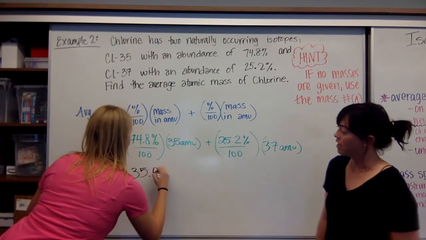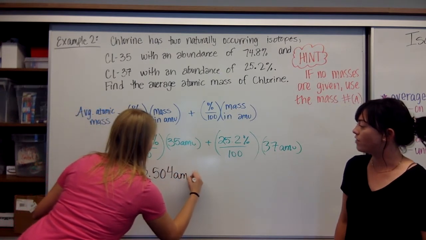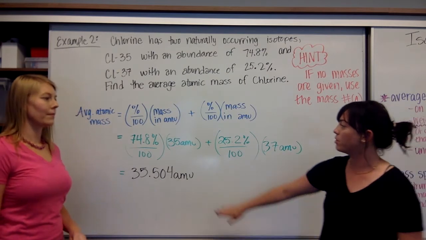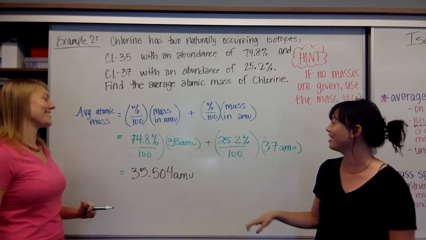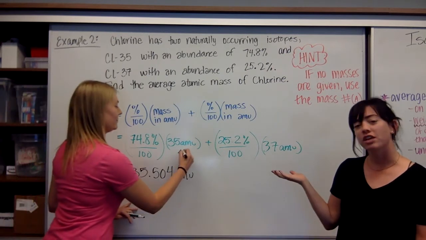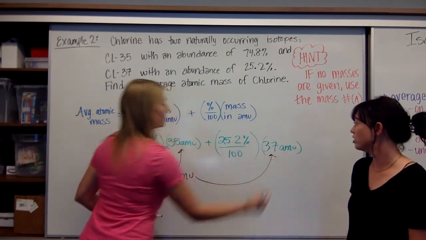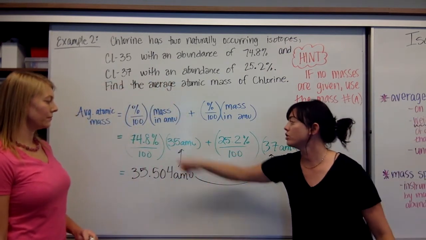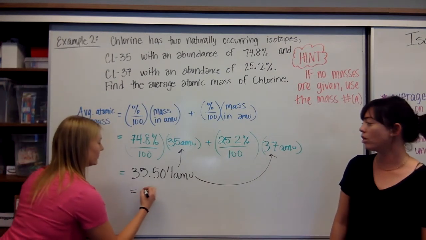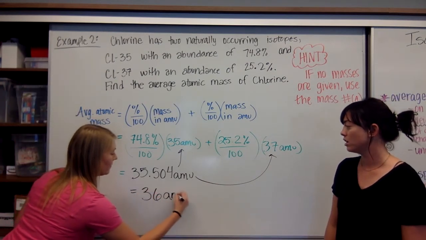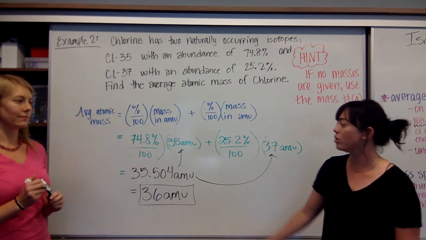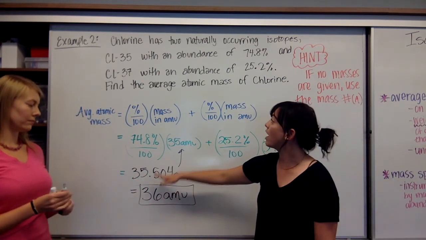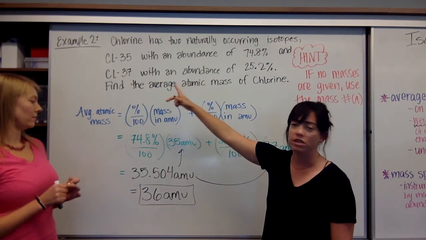And our final answer is 35.504 AMU. Now, sig figs, always sig figs. So, how many sig figs are we going to round to? 2 here, 2 here, so we need a total of 2 sig figs. So that is going to round to 36 AMU. You can see that we were right in between 35 and 37.